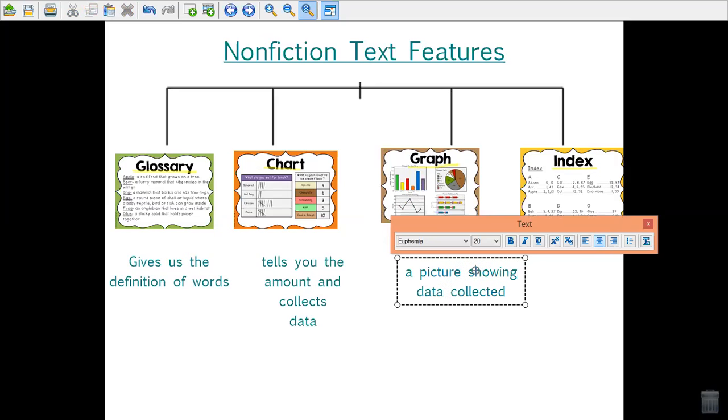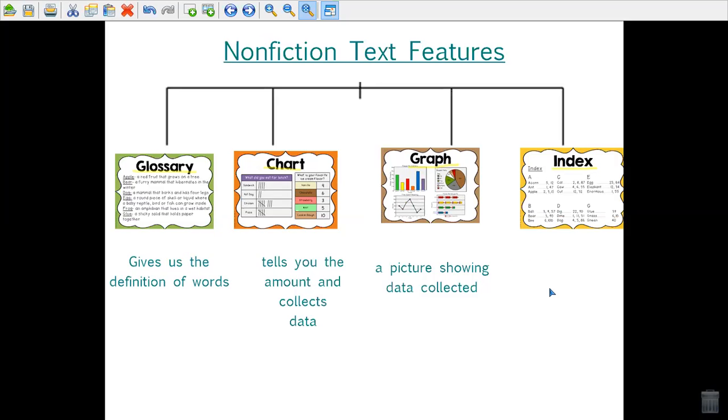A picture showing data collected. Awesome.